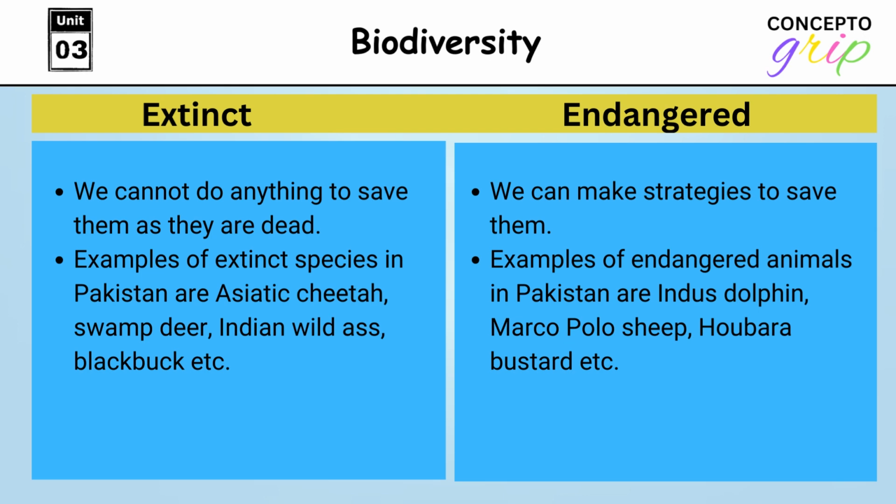Number 4. Examples of extinct species in Pakistan are Asiatic cheetah, swamp deer, Indian wild ass, blackbuck, etc. Examples of endangered animals in Pakistan are Indus dolphin, Marco Polo sheep, houbara bustard, etc.